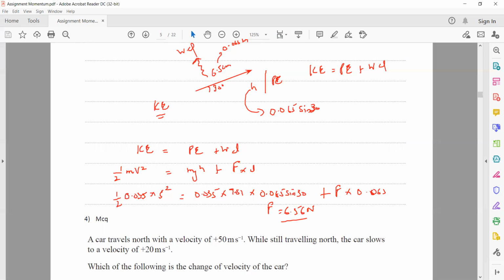Is it clear, this part? So we calculated the kinetic energy, we calculated the potential energy, we take the difference to get the work done, and work done is equal to force into distance. So we know the distance, so we can find the force.